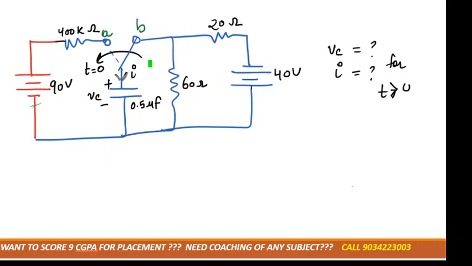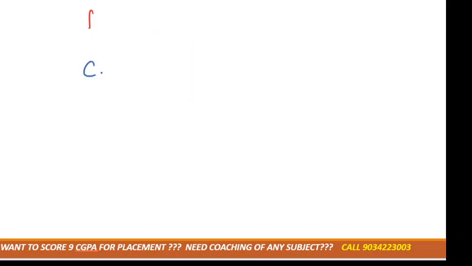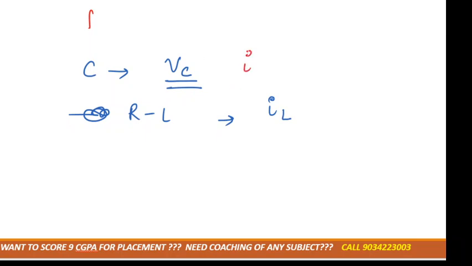In this question, again, this is an RC based time constant question, right? And in this question, again, we need to calculate the voltage across the capacitor and the current through the capacitor. I told you, whenever they mention a capacitor, you always need to calculate the voltage across the capacitor. If there is an RL circuit, then you need to calculate the current through the inductor, right? But they ask you the current through the capacitor also.